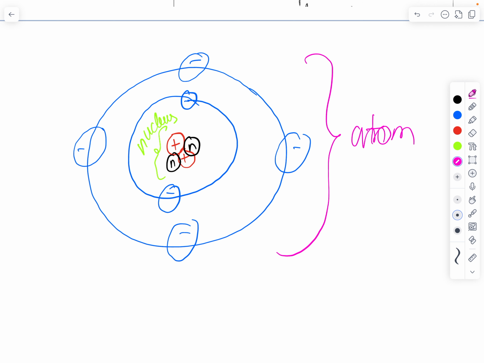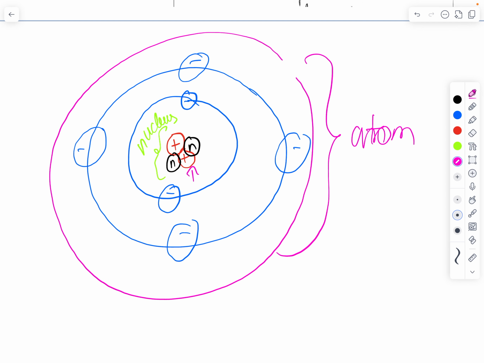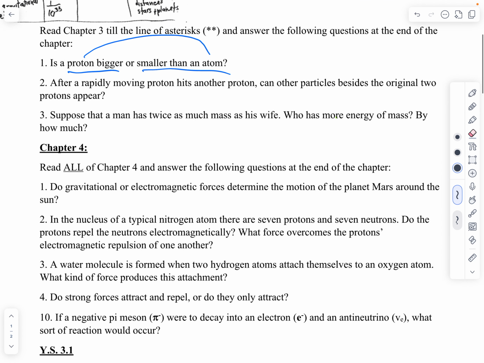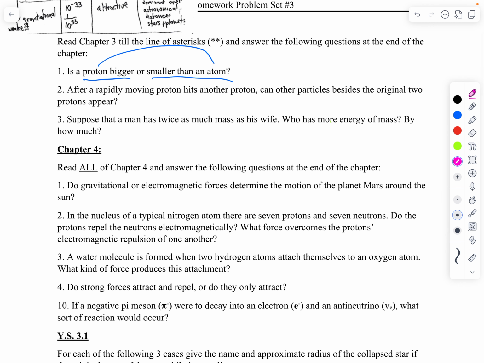So when you compare the proton, which is this one, with the atom, which is the whole thing, it's quite obvious which one is bigger, right? Okay, so that will answer question number 1. And then for question number 2, all right?